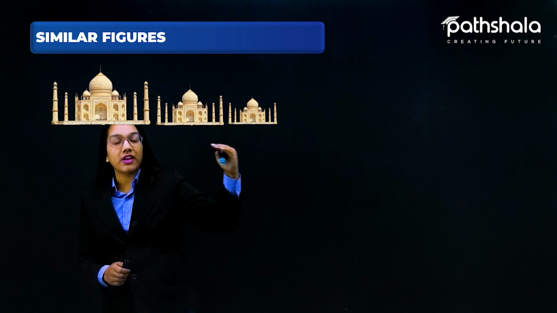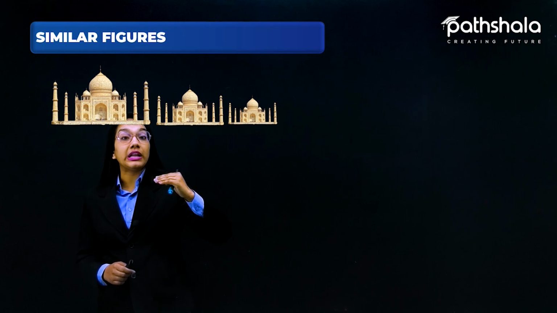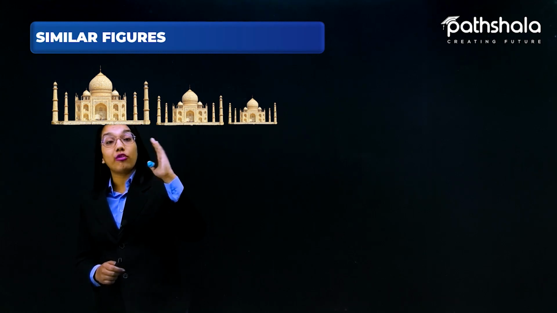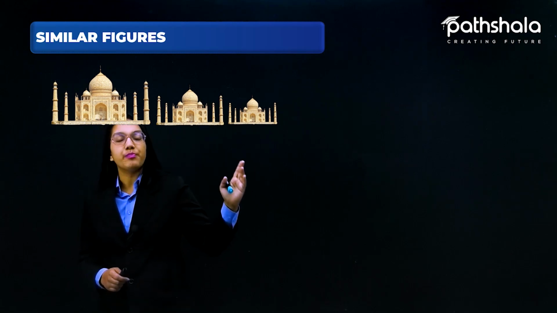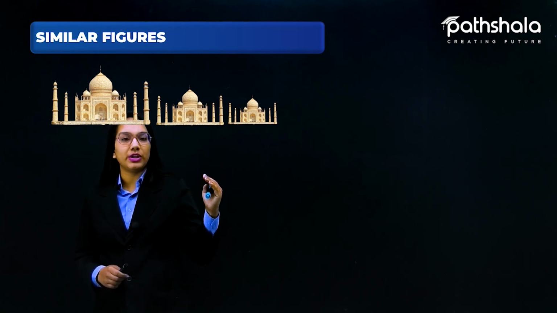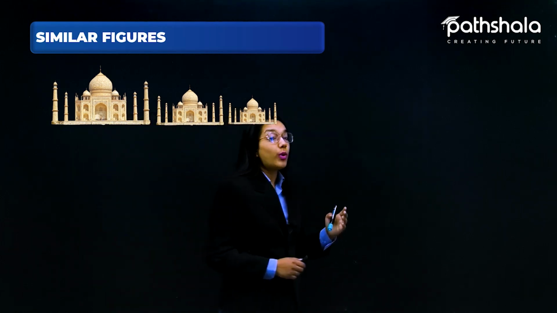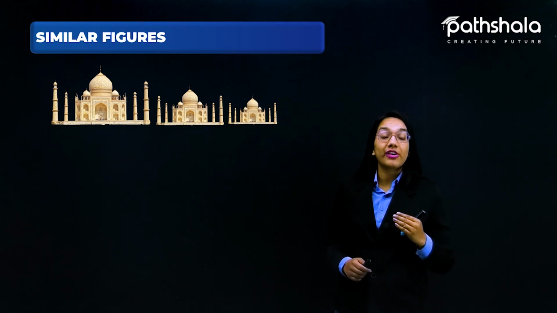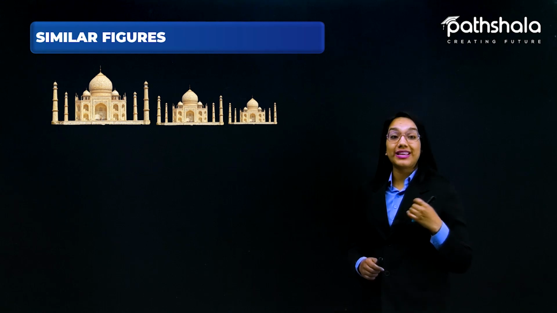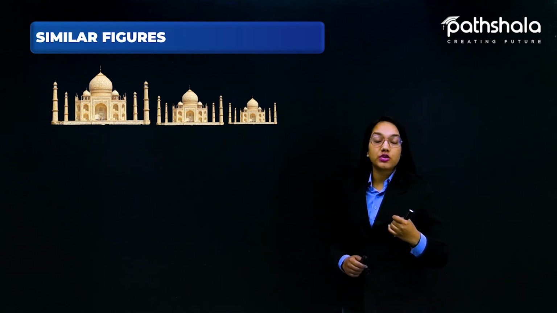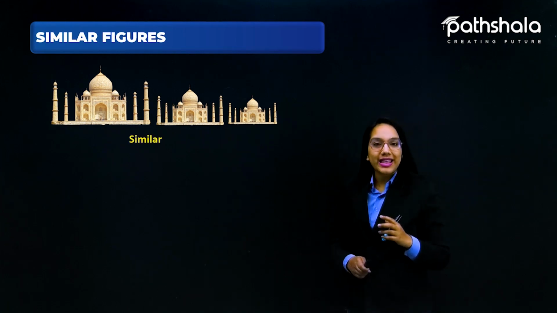So as you can see, in all these three photographs we have the similar monument, means we have the similar Taj Mahal in each and every photograph, but they are definitely of different sizes. They are similar to each other. They are same, but they are of different sizes. So what we can say about the similar figures? Similar figures are those which do have the same shape but not necessarily of the same size. They are said to be similar to each other.